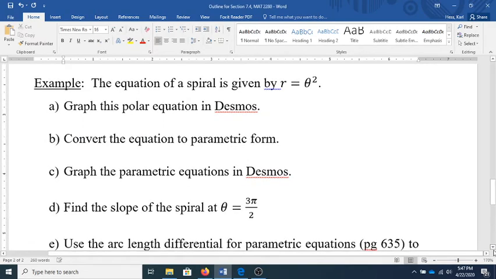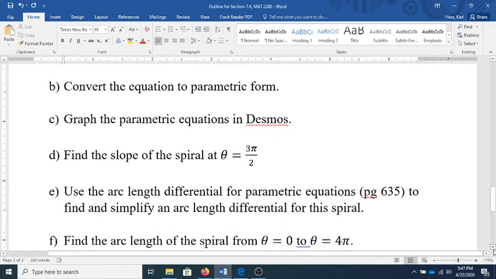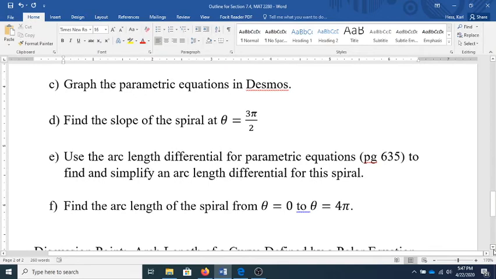Alright, so now I want to do an arc length on my spiral. And for that, I'm going to use the arc length differential for parametric equations. So we learned about this back in section 7.2. It was on page 635. Okay, so let's actually have a quick look at that.